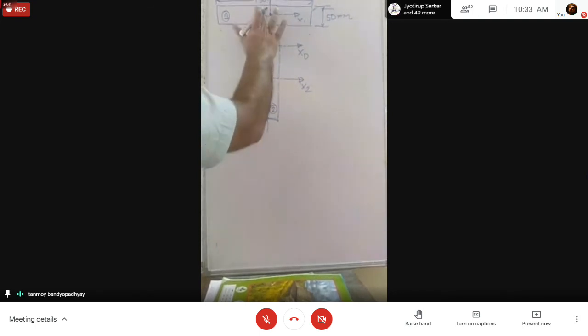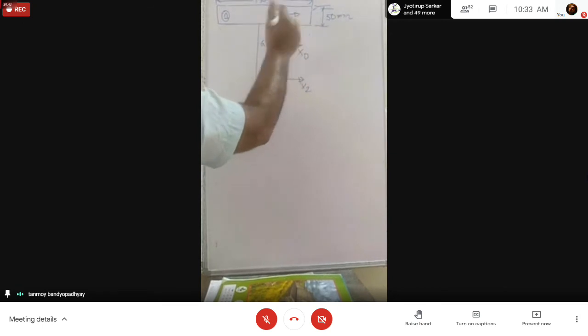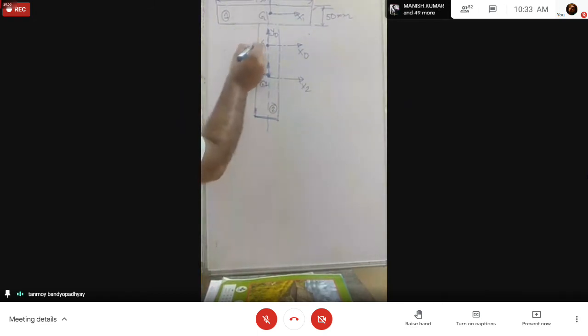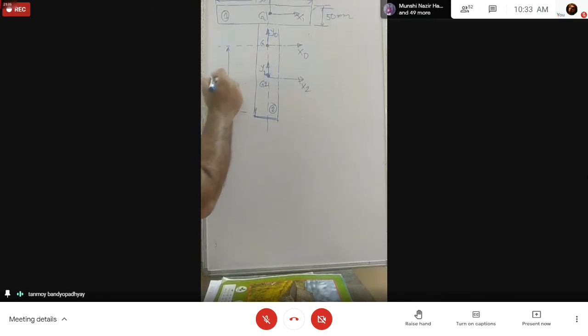So as you can understand, we do not know the location of the point G. Okay, we do not know where the point G lies. So initially our task will be to determine the location of the point G. Let us assume that the point G is at a distance of small d from the bottom of the T section. You can assume it anywhere. Not d, let's call it y bar.